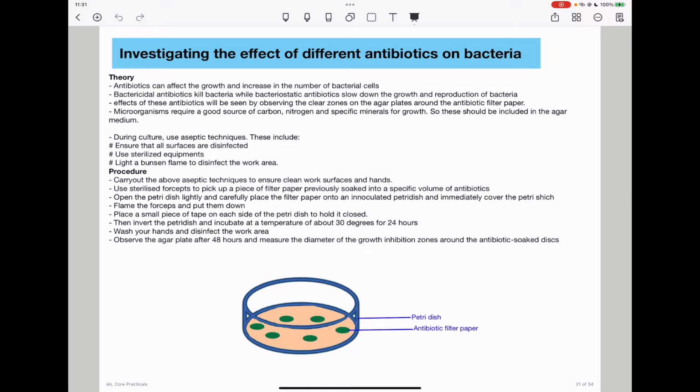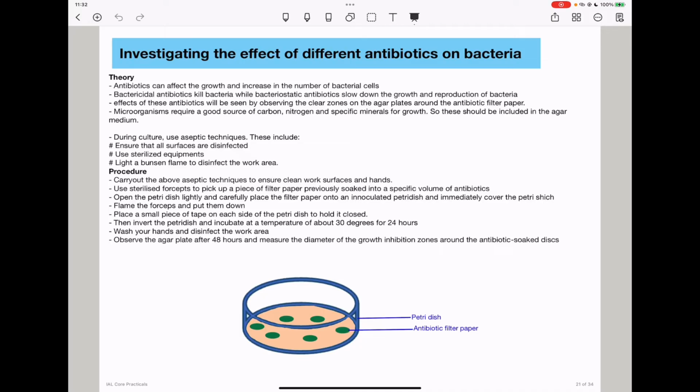During culture, you need to use aseptic techniques, which include ensuring that all surfaces are disinfected. You could use an alcohol to wipe the whole surface. Also, you can use sterilized equipment. Ensure that all equipment is autoclaved, at least those that need to be disinfected. And then you could use a Bunsen burner flame to disinfect the work area. You also need to wash your hands before and after the experiment with soap. You need to carry out the experiment using aseptic techniques to ensure that all surfaces are clean and your hands are clean.